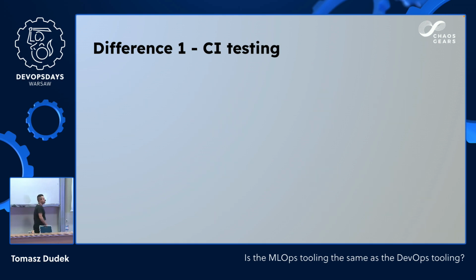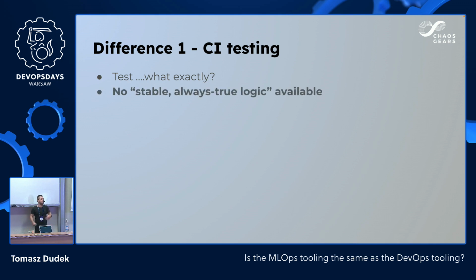The testing is actually quite tricky because what do we exactly have to test? There's no single stable, always true logic available because the models are highly probabilistic. We don't know exactly how they will behave. We only know that they solve the task 80% of the time, for example. So the testing is quite tricky.